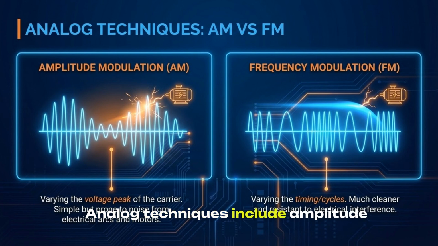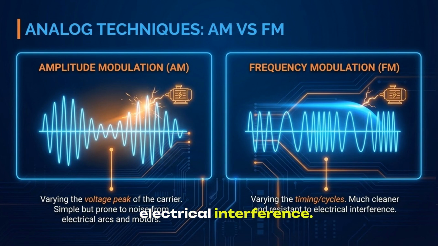Analog techniques include amplitude modulation, or AM, which varies the voltage peak of the carrier. It's simple but prone to noise. Frequency modulation, or FM, varies the timing and cycles. This makes it cleaner and resistant to electrical interference.